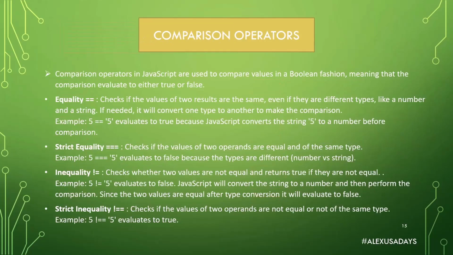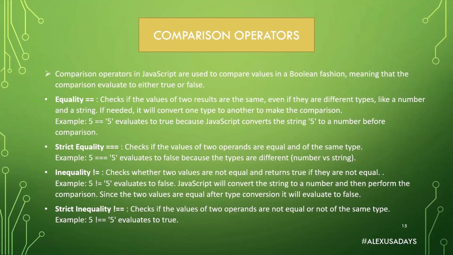So in JavaScript, comparison operators are used to compare values in a Boolean fashion, meaning that the comparison evaluates to either true or false. First one is equality, so two equal signs. Checks if the values of two results are the same. Even if they are different types, like a number and a string, if needed, it will convert one type to another to make the comparison. So for example, 5 equals 5 in quotes evaluates to true because JavaScript converts the string 5 to a number before comparison.